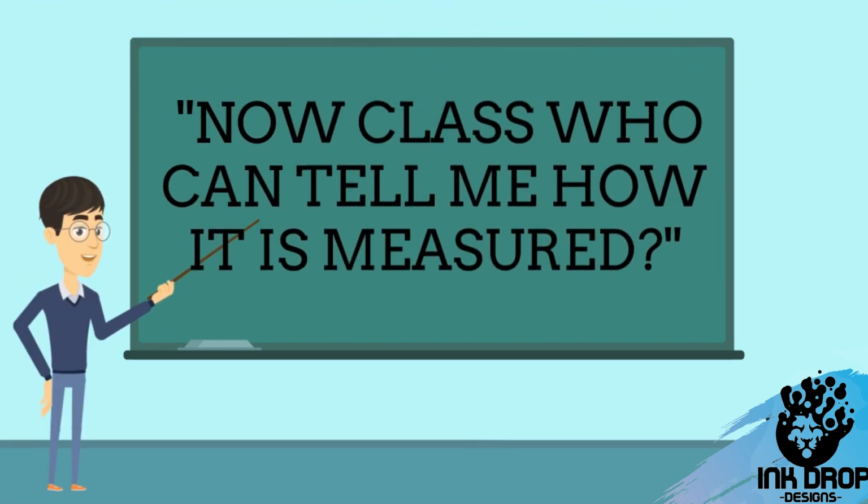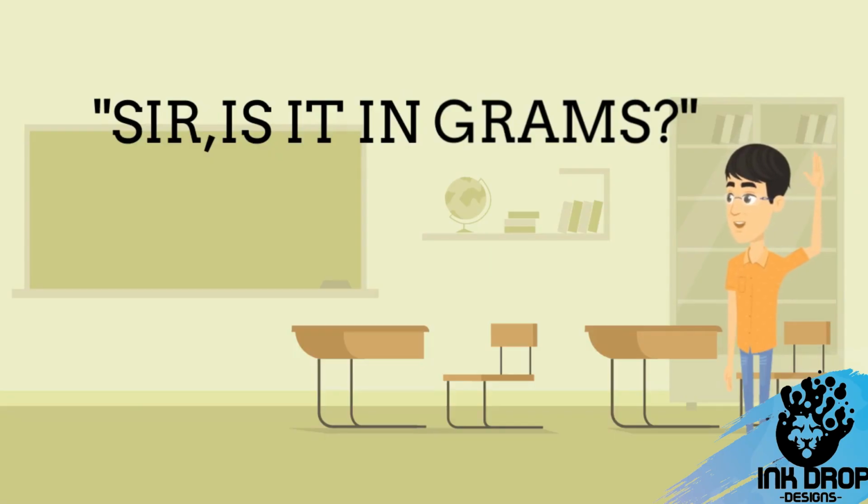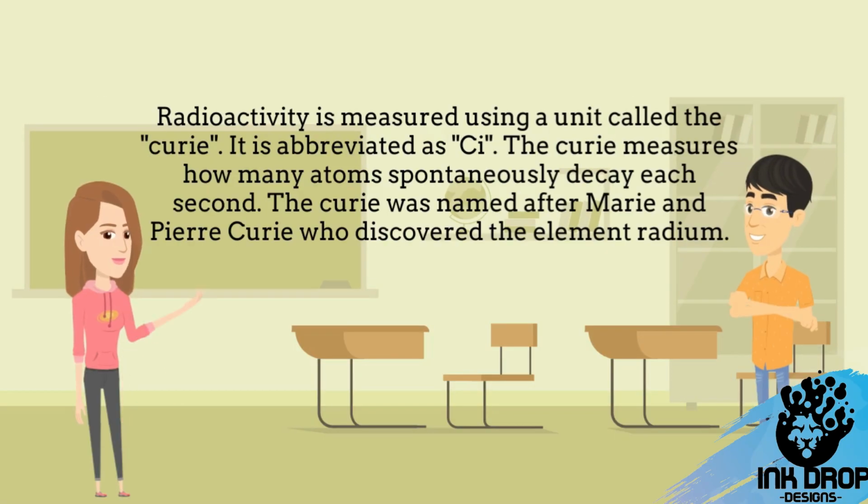Now class, who can tell me how it is measured? Sir, is it in grams? No, Dylan. Radioactivity is measured using a unit called the Curie. It is abbreviated as C. The Curie measures how many atoms spontaneously decay each second. The Curie was named after Marie and Pierre Curie, who discovered the element radium.